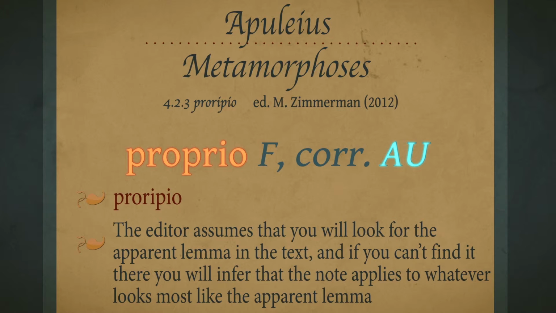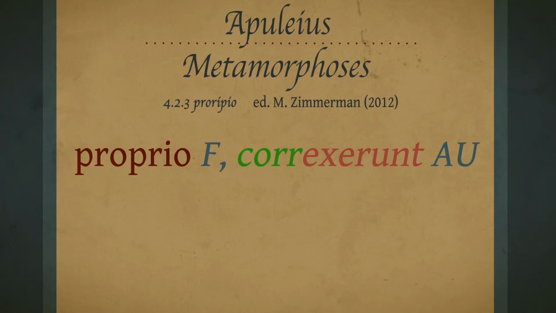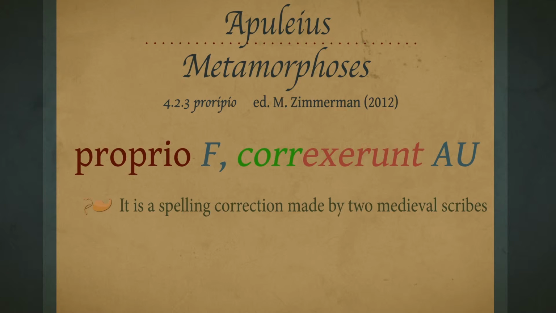The existence of this parent and these siblings is demonstrated in the edition's preface, but not mentioned in the note. The editor's comment cor, in green on the screen, an abbreviation for cor exerunt, explains the genesis of the reading in the text. It is a spelling correction made by 2 medieval scribes.